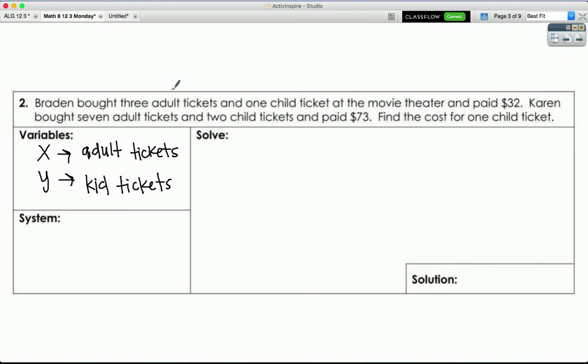Braden bought 3 adult tickets. So if that's X, then I have 3 times X. And 1 child ticket, so that's just 1 Y. And the total cost for Braden was $32, so both of those added up to 32.